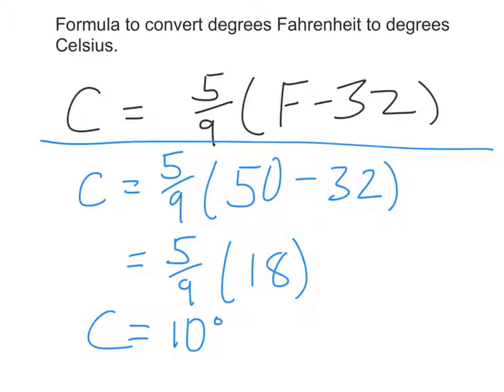If F is 50 degrees Fahrenheit, I plugged in 50 for F. 50 minus 32 is 18. 5/9 times 18 is 10. So it turns out that 50 degrees Fahrenheit is the same thing as 10 degrees Celsius.